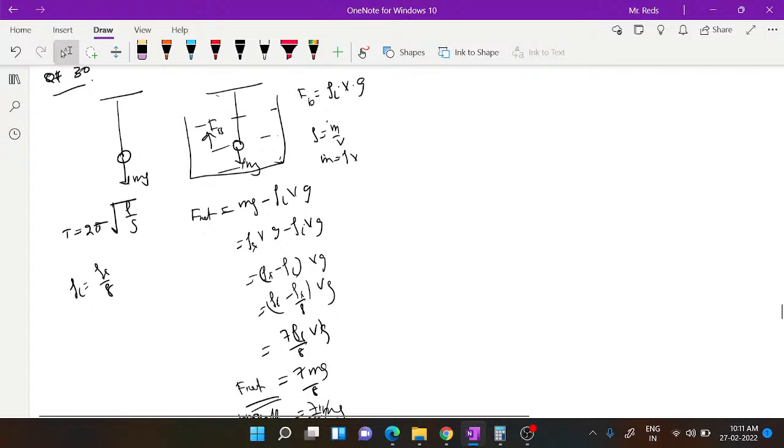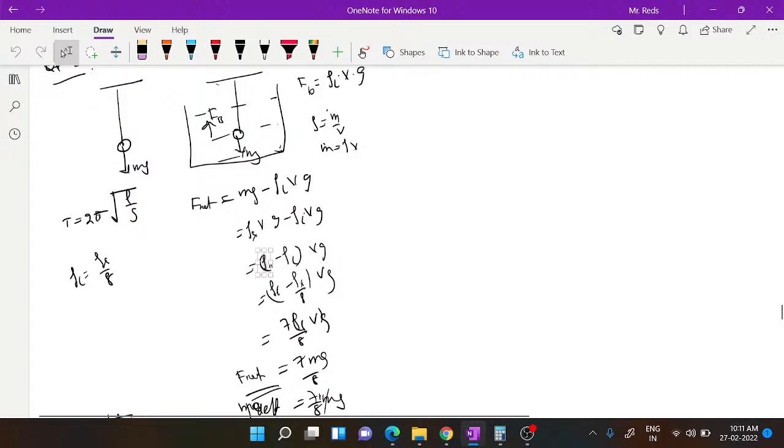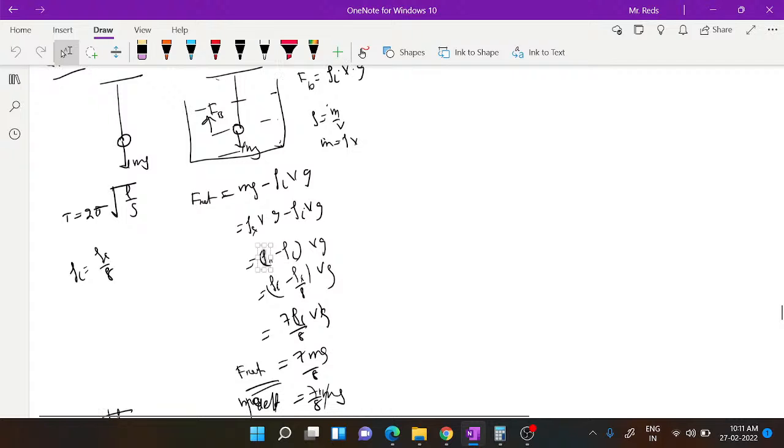So net force in this case is equal to mg minus buoyant force. Just like in the previous case, buoyant force is rho_l into V into g, where V can be expressed in terms of V only. Here also we are expressing the mass of the bob as density of the solid into V, as density is mass of the bob by volume of the bob. So the net force is rho_s Vg minus rho_l Vg. Here Vg is common. If you take this out, then we can write (rho_s minus rho_l) into Vg.